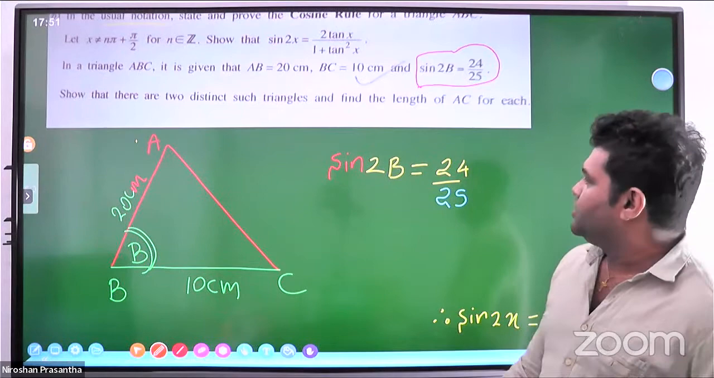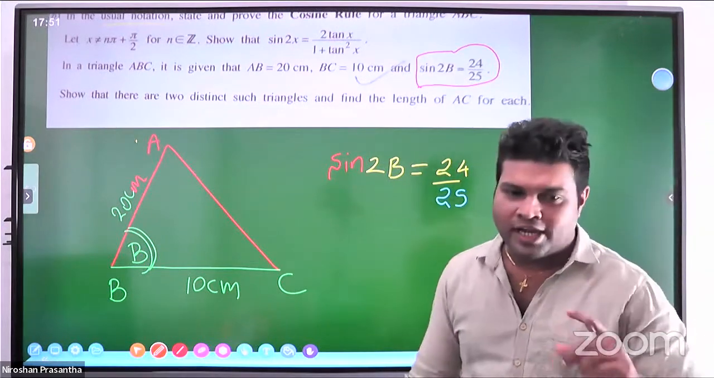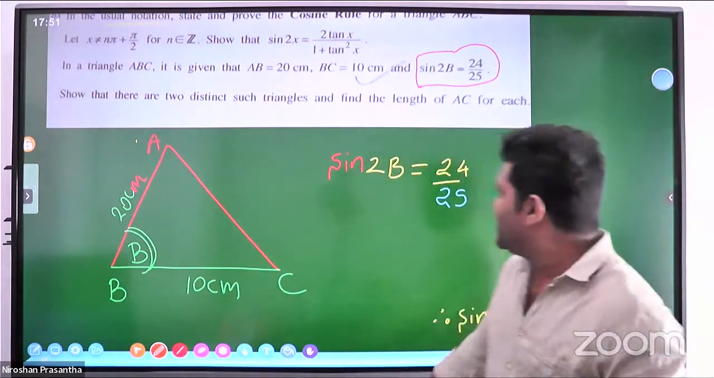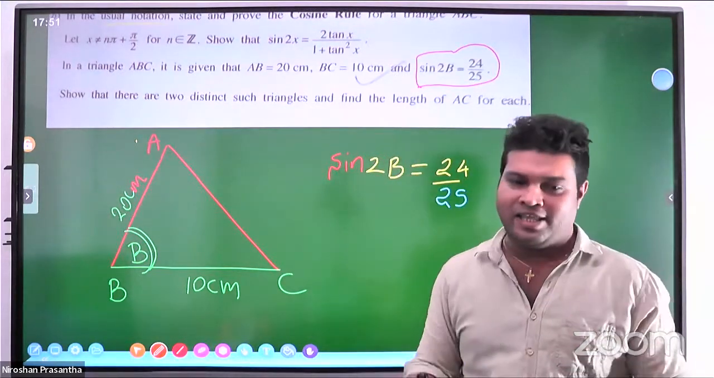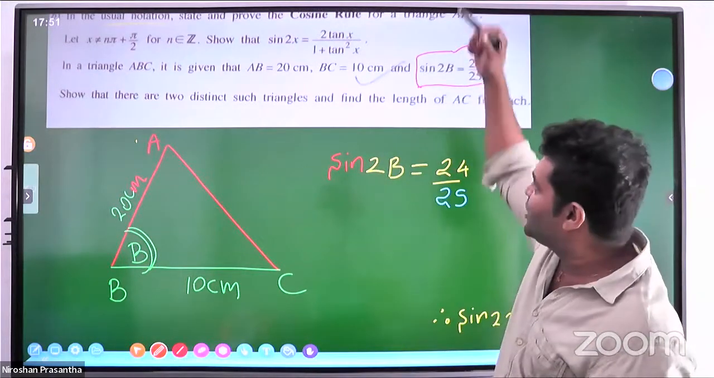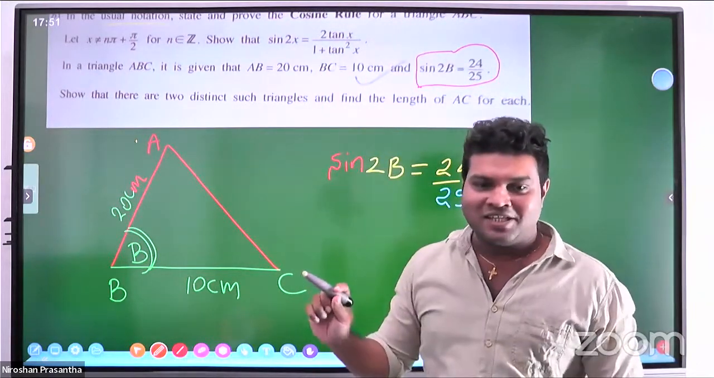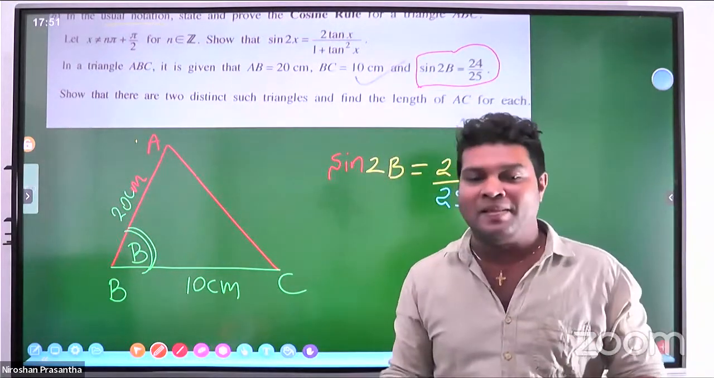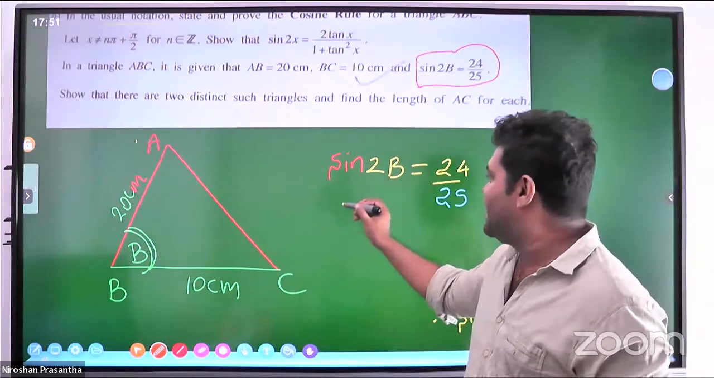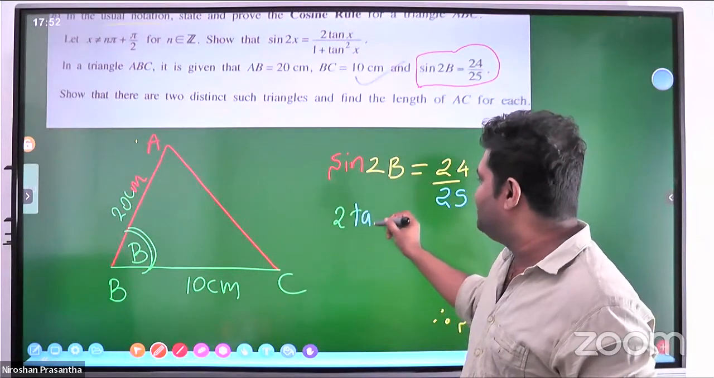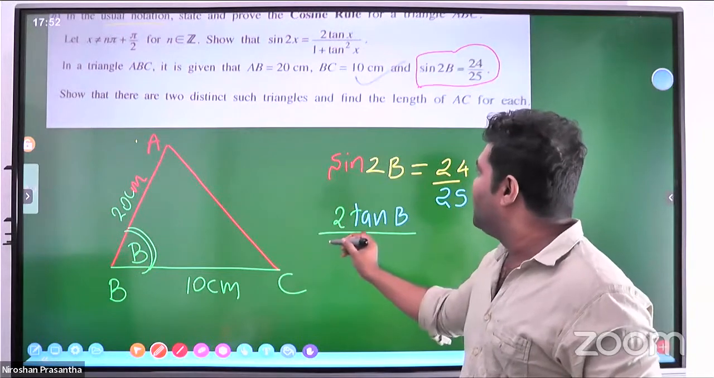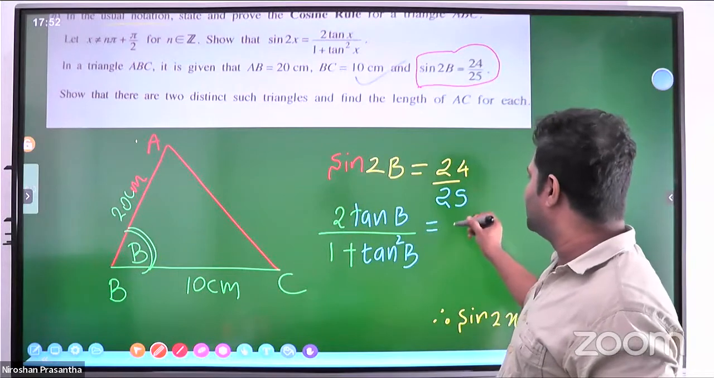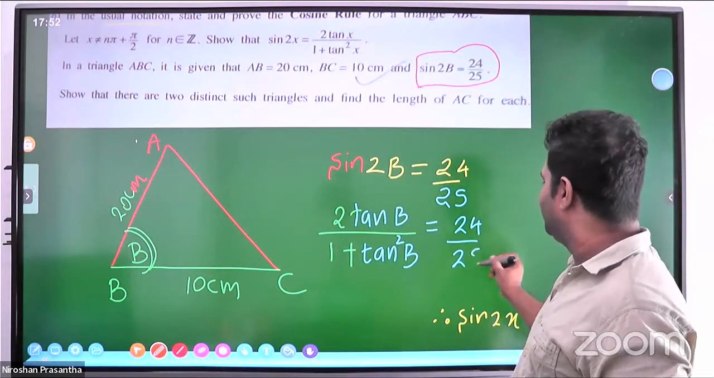Now, to show that there are two such triangles, I must have two B values. To have two B values, I cannot work with sine 2B directly. Instead of sine 2B, we have been given a hint: sine 2x is given in terms of x. Then sine 2B you must write in terms of B. Then we can write 2 tan B over 1 plus tan square B equal to 24 over 25. Apply it.